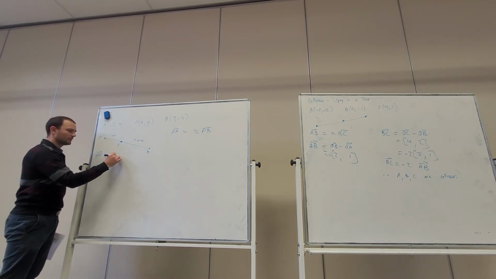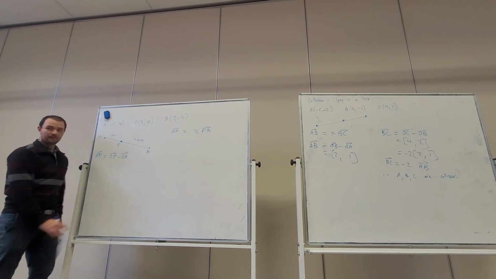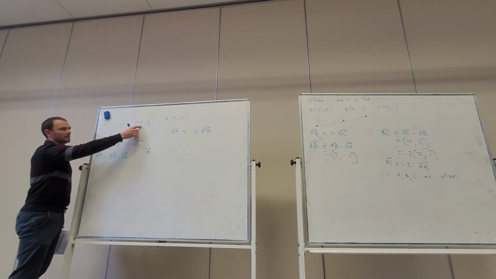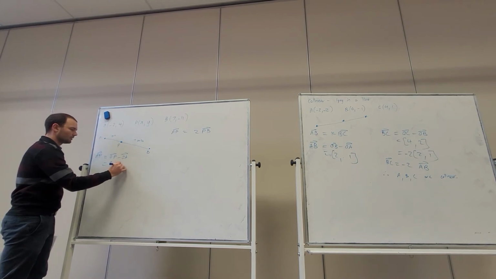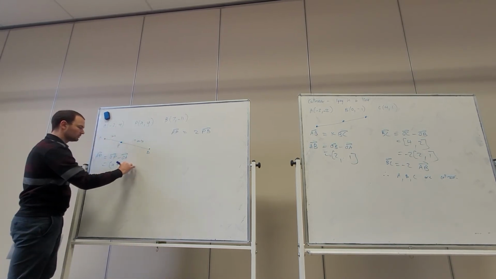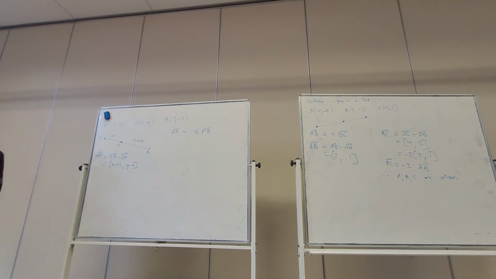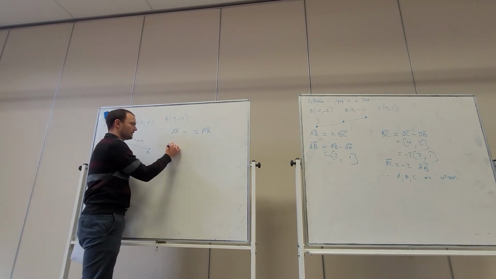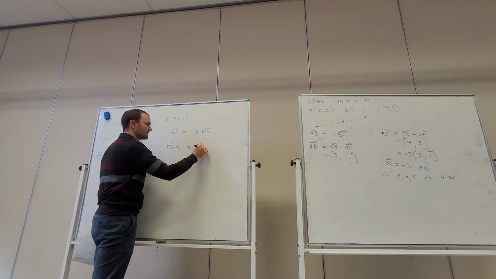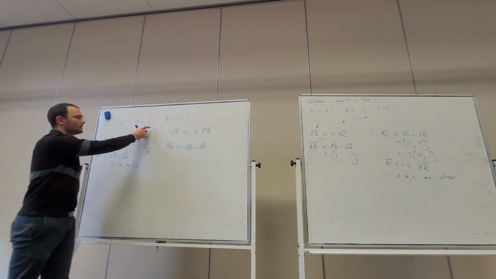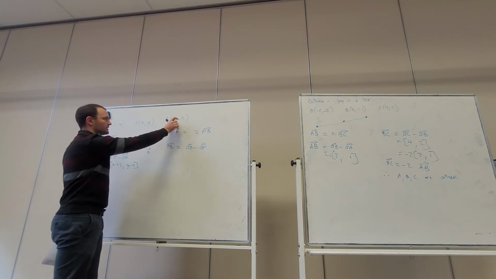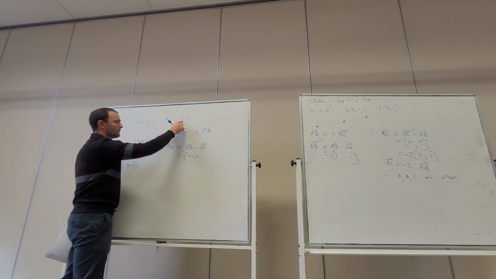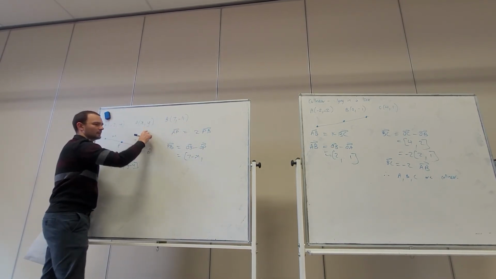Remember, AP is going to be OP take OA. If it helps, write it out and make the argument. So that's going to be x plus 2, because AP is 1 part, and y take 4. Okay, so we've got vector AP. For vector PB, let's do vector PB here. That's going to be OB take OP. So 7 take x and minus 11 take y.